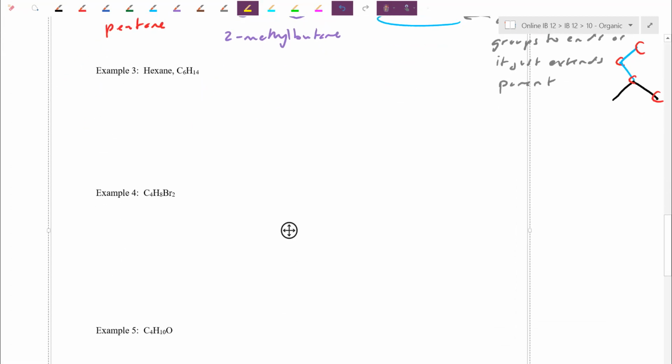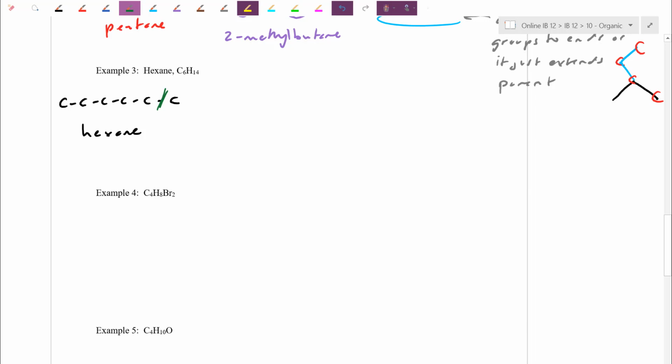So we have hexane. Always start off with the longest one. We have 6 carbons in a row. Just going to get you familiar with many different ways of writing it. That one there is called hexane. That is potentially your first isomer.